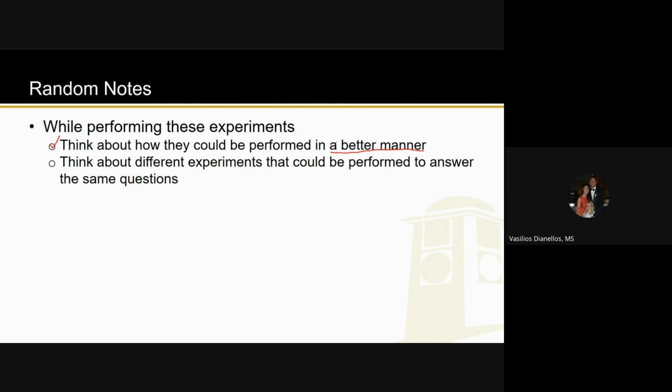So think about that, and we'll be talking about it as the experiments go on, and you will be asked that on the lab worksheet as usual, and you will have to include a paragraph of that in the lab report. So make sure you do that. Think about that. Ask questions if you need to. And then again, I've already mentioned this too. Think about different experiments that could be performed to answer the same question.